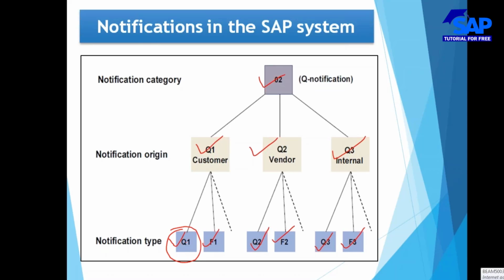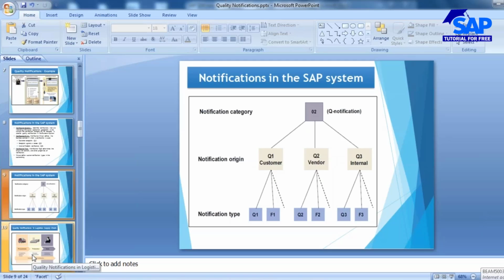From this notification type, it will pick the origin, and from the origin you will be getting the notification category. So these will get picked up automatically. In the notification type, you will be assigning all these things in the configuration. When we go to configuration, I'll show you that.